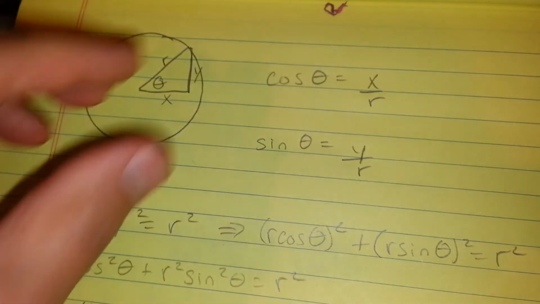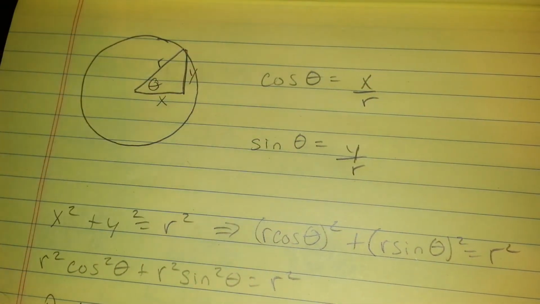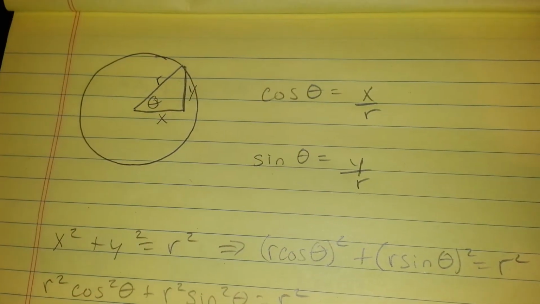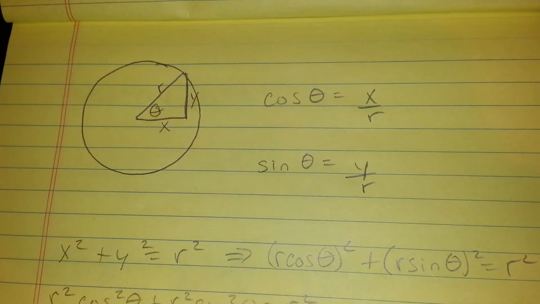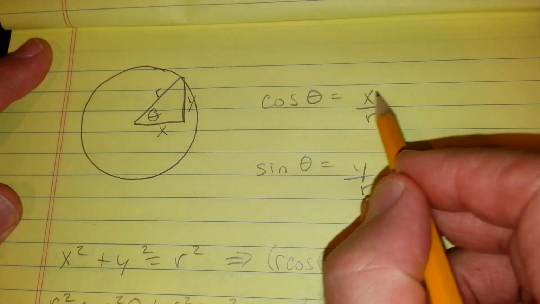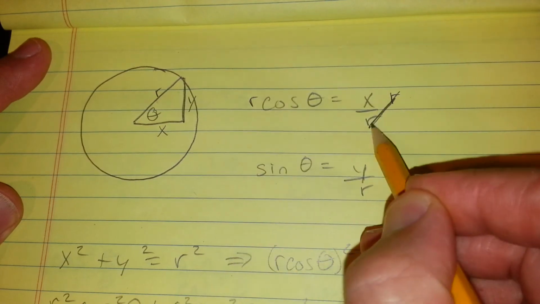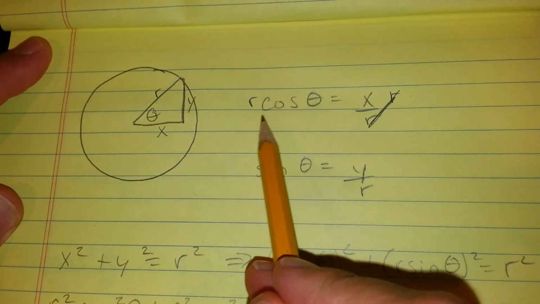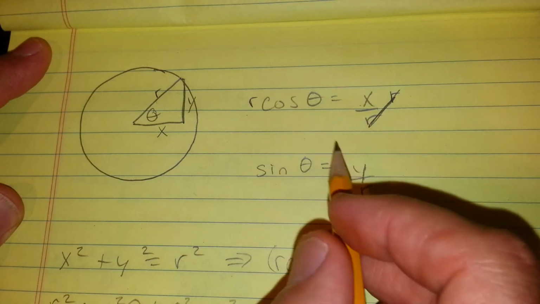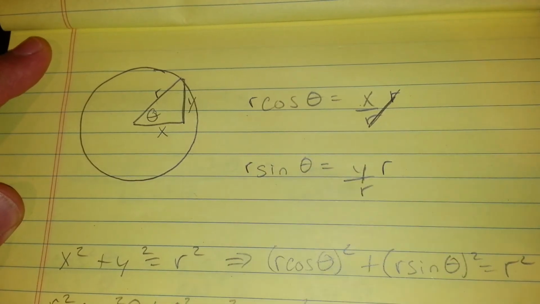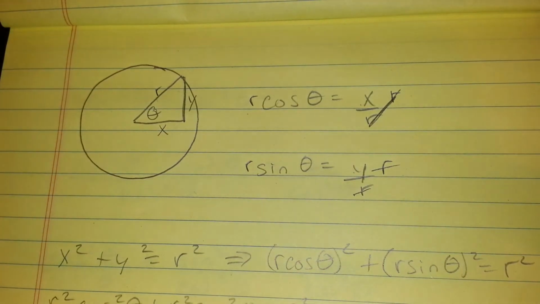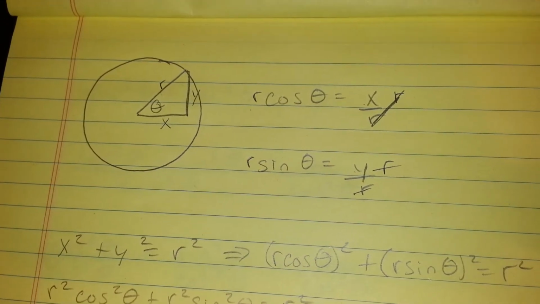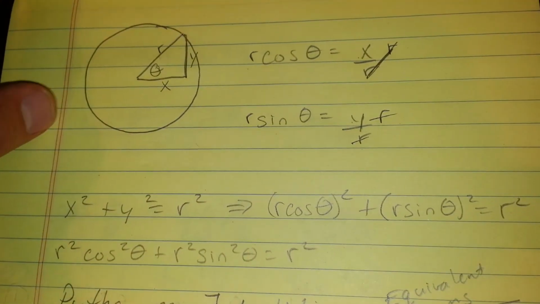Most of you, except for one class I didn't do this for, so I'm doing this for everybody again. Remember, cosine of theta is x over r. If I want to solve for x, I multiply both sides by r. So x is r cosine theta. For sine theta equals y over r, I multiply both sides by r, so y equals r sine theta. Now we're going to get into what we call our Pythagorean identities.